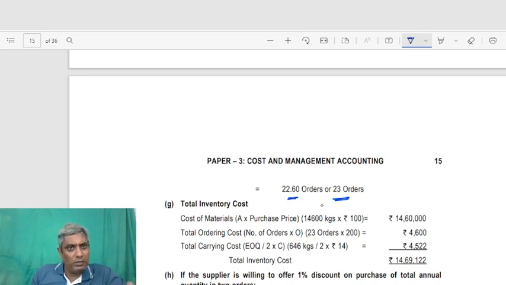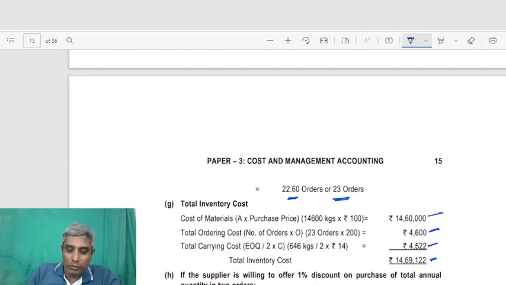Hope up to this you are clear, students. Great going. Let us move on. Say cost of material, purchase cost 14,600 into 100, 14,60,000, and number of orders, since we have converted to full, 23 into 200, 4,600. And remember, while carrying cost is calculated, you should always take the average. That is why 646 divided by 2 multiplied by 14. 14 we have already worked out. So 452. This is the total inventory cost at EOQ.